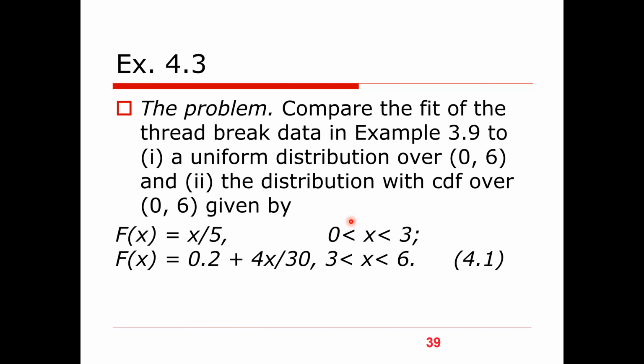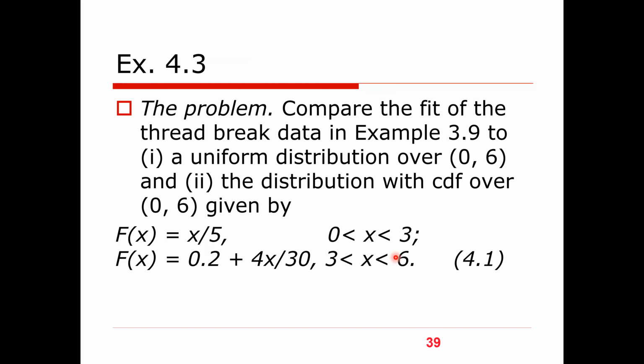And it belongs to a distribution family instead of a standard distribution. For example, example 4.3, we can use Kolmogorov to test the two hypothesized distributions. First is the null distribution, a uniform distribution over 0 to 6. And second is the alternative, a distribution with two pieces, and for the lower half, the cumulative distribution function is x over 5.